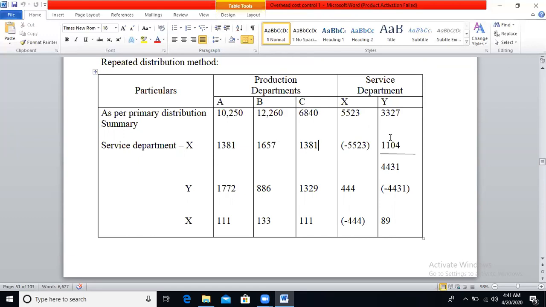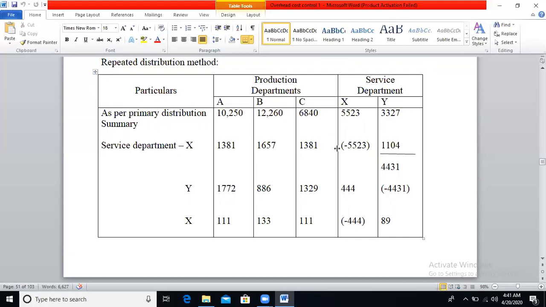And for the service department, you can easily write down the remaining value. It means total all the three department values, that is 1,381 plus 1,657 plus 1,381. So the total of these three is 4,419. If you deduct this value from 5,523, the remaining value should be reapportioned to the Y department so that you will get the exact value. There are no decimal points you will get here.